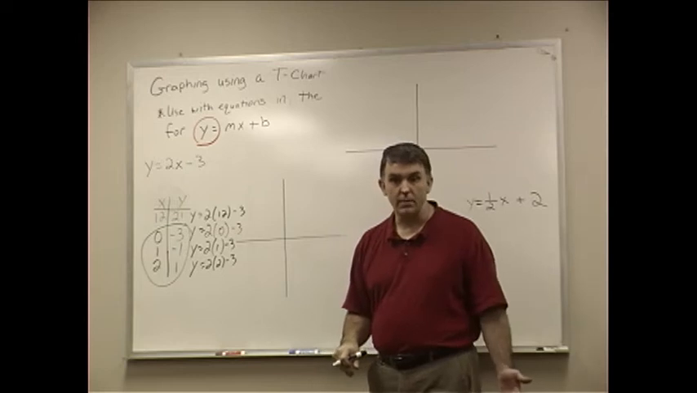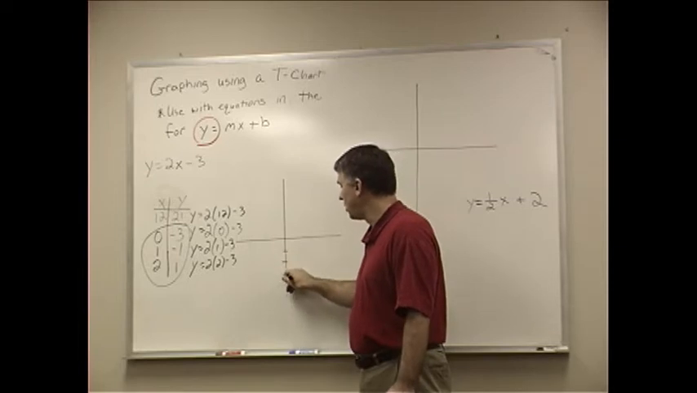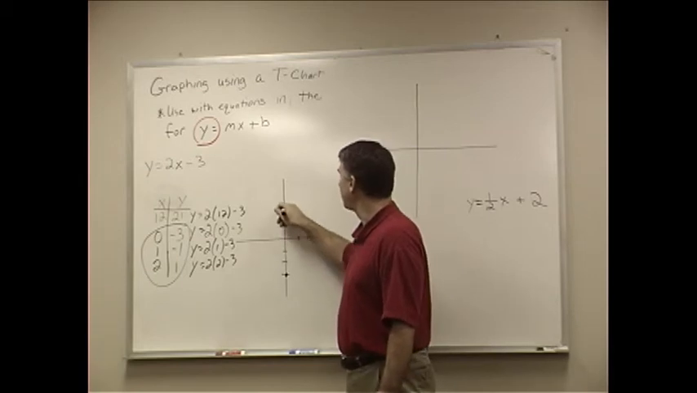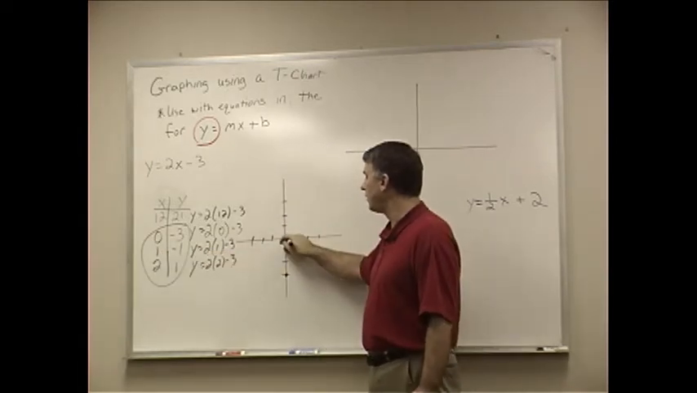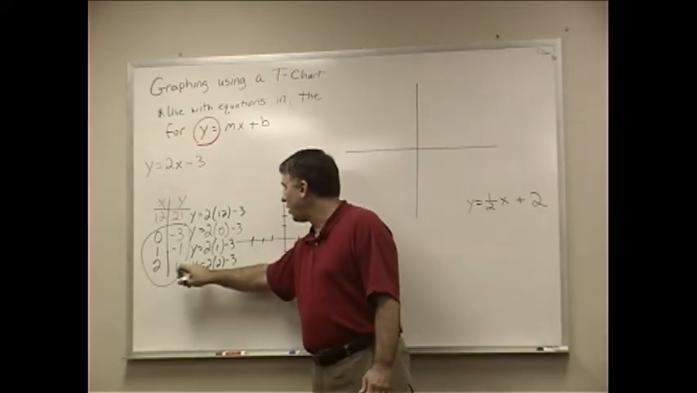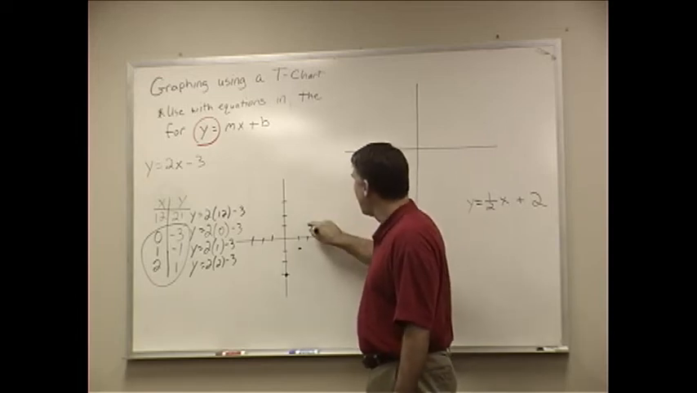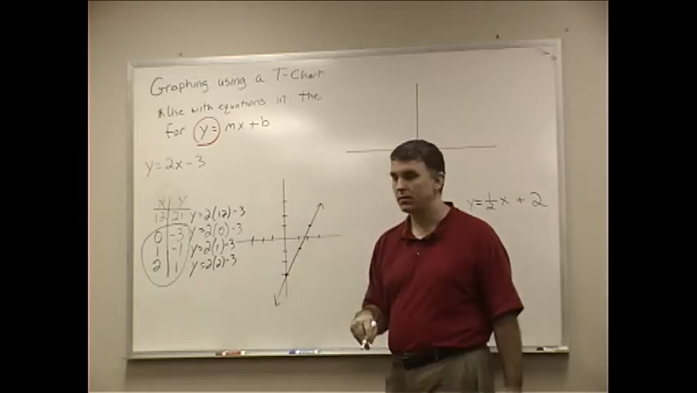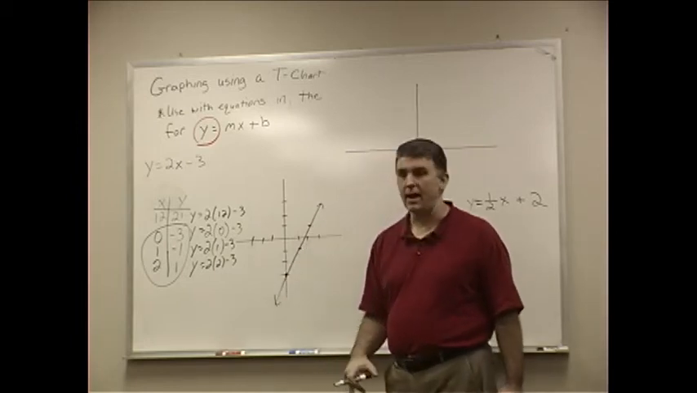Alright, let's graph the 3 points that I have right here. Each of those is an ordered pair. 0, negative 3. That means I go over 0, and I go down 3. Put a few hash marks up here. Okay, the next one, 1, negative 1, means I go over 1 and down 1. The last one, 2, 1, I go over 2 and up 1. Now, I'm not using graph paper, so my scales are slightly off. But if you're using graph paper with grids, you should get a straight line.